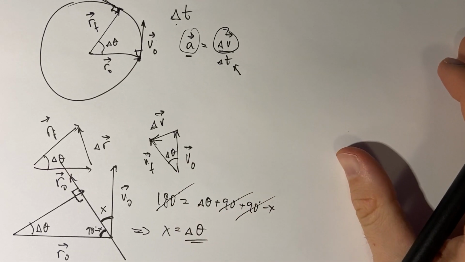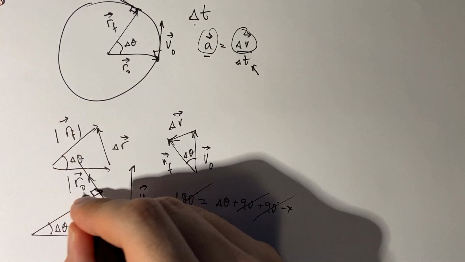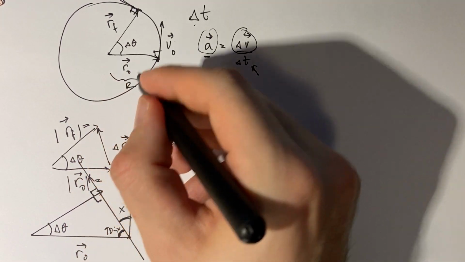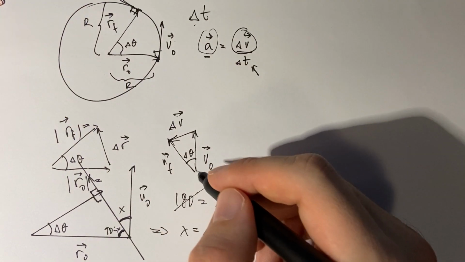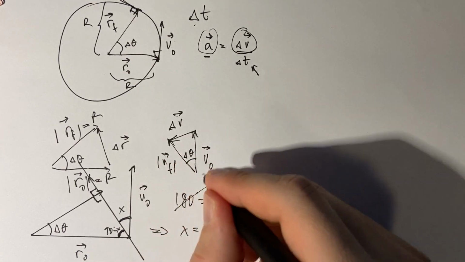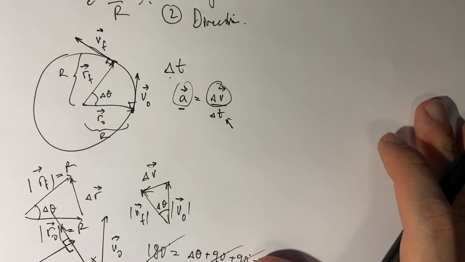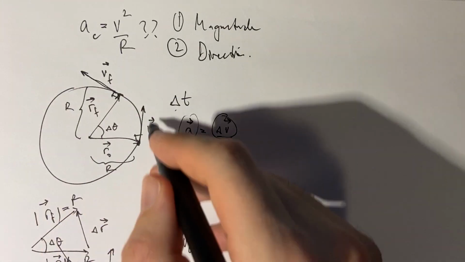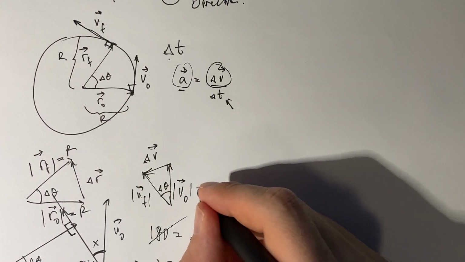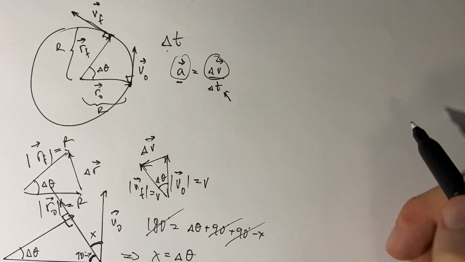Another important factor to know is, what's the magnitude of the position vectors? Well, that's of course the radius. The radius is the magnitude for each one of these position vectors here. So that's r and that's r as well. And what's the magnitude of these velocity vectors here? Well, we said that the speed is constant all around the circular path of this object, which means that the magnitude of these velocity vectors is just v, the constant speed.